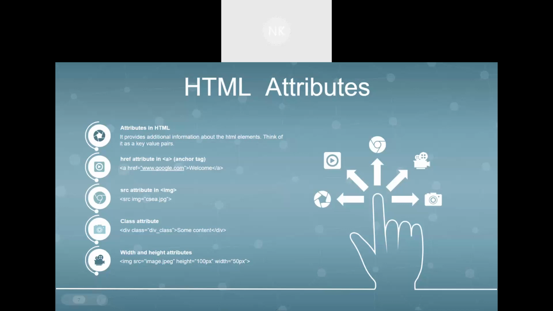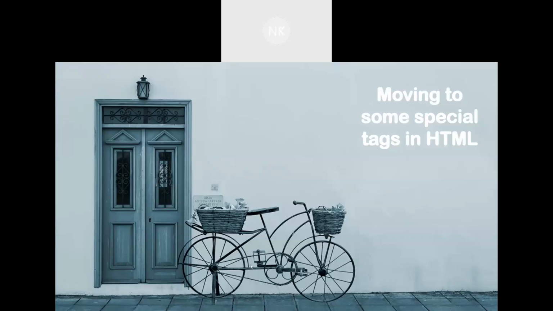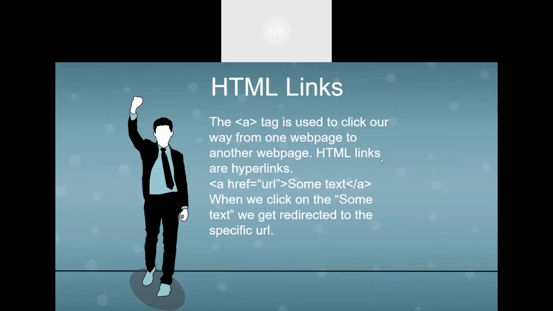So let's move on now to some special tags in HTML. HTML links. The A tag is used to click our way from one web page to another web page. HTML links are hyperlinks, meaning when you click them, you are redirected to that page.